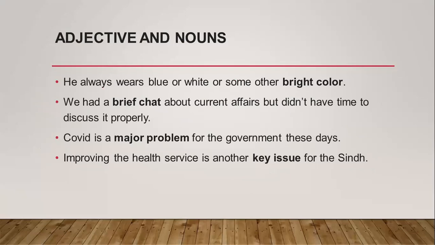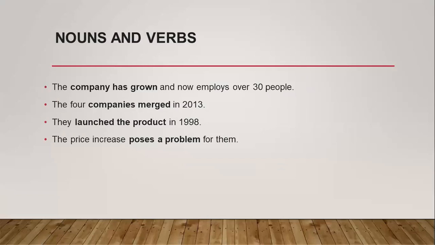Adjective and noun are collocations. An adjective is followed by a noun. Like the example given, bright is often used with color, and chat is often used with brief. We do not use short chat or small chat. We use brief chat to beautify the English language. And we have examples given, like COVID is a major problem for the government these days.